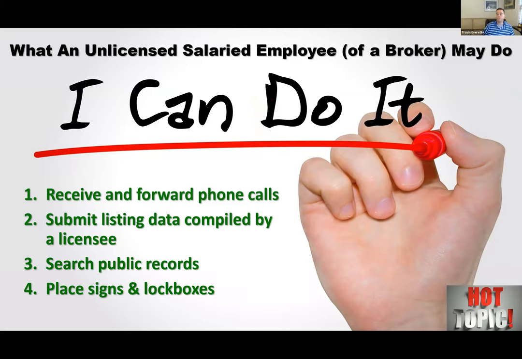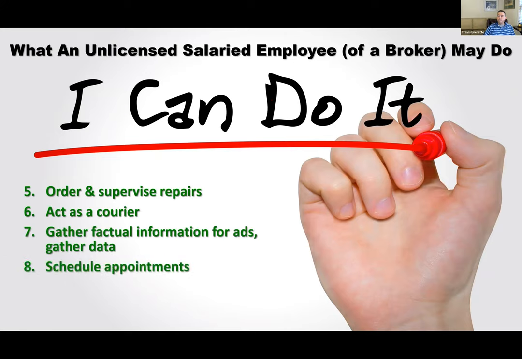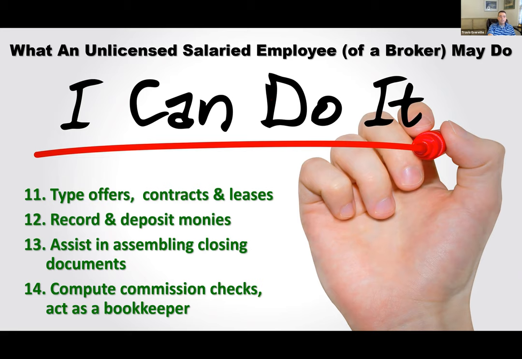So I've given you the next three slides, which are just list examples, and I would suggest you go back and look through them several times. What can an unlicensed person do who works for a real estate broker, and what can they not do? So, answering phone calls, putting stuff in the MLS, as long as the real estate broker gives them the information. They can't create the listings, but they can certainly enter them into the MLS. They can do research for the broker, put signs up in front of properties, put lock boxes on properties, handle setting up repairs, and delivering things. That's what acting as a courier means. Scheduling appointments, all those kinds of things, that's all fine. Even depositing money, as I mentioned earlier.